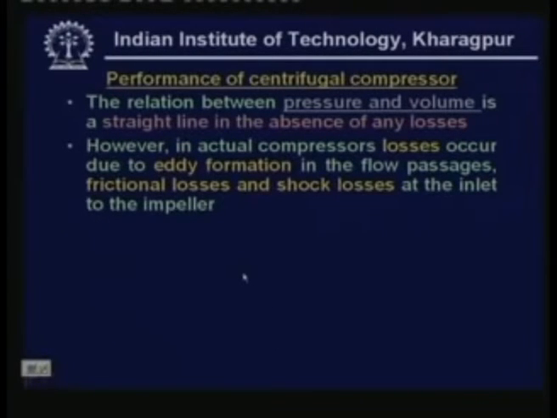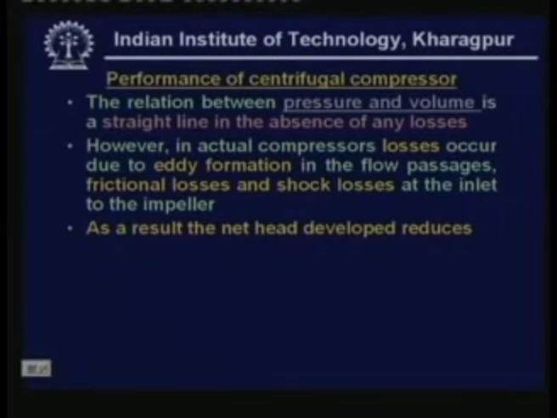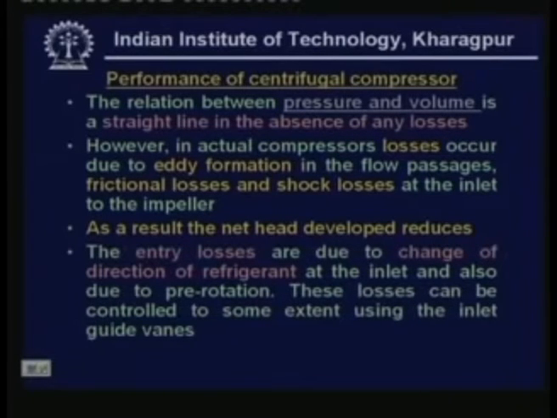As I have already mentioned, in actual compressors, losses occur due to eddy formation in the flow passages, frictional losses, and shock losses at the inlet to the impeller. The shock losses or entry losses are due to change of direction of refrigerant at the inlet and also due to pre-rotation. These losses can be controlled to some extent using the inlet guide vanes. I have explained the meaning of eddy losses in the last class, and also the meaning of frictional losses, due to viscous shear.